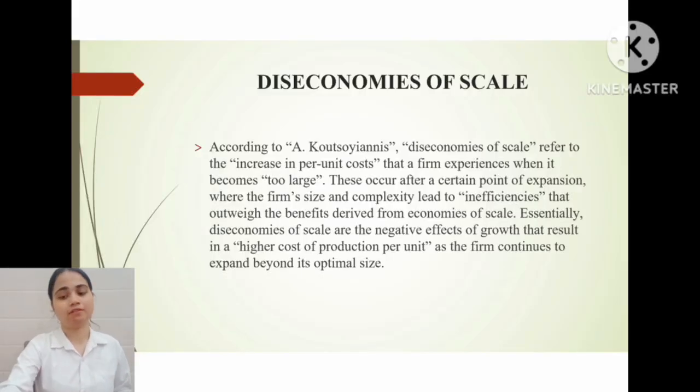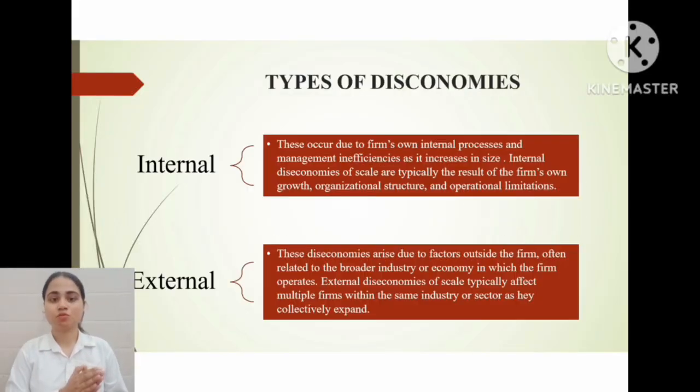In the next slide, we have a chart of the types of diseconomies of scale. We have lots of parts in economies of scale, but in diseconomies we have only two: the internal and the external. Internal diseconomies occur due to the firm's own internal processes and management inefficiency as it increases in size. They are typically the result of the firm's own growth, organizational structure, and operational limitations.